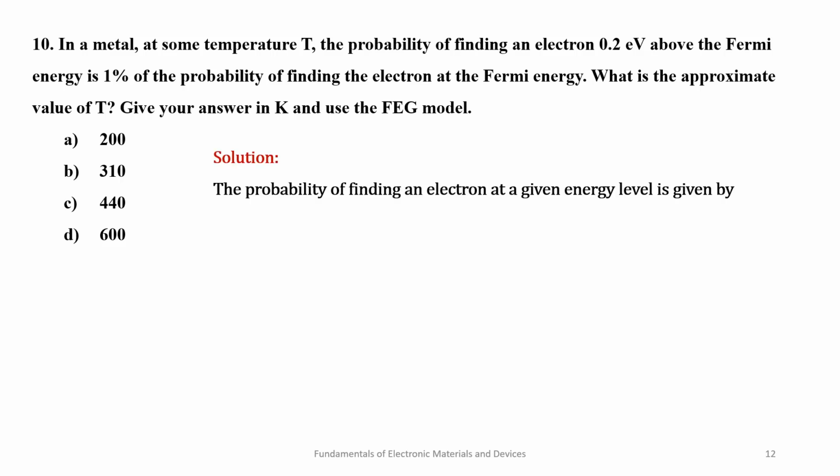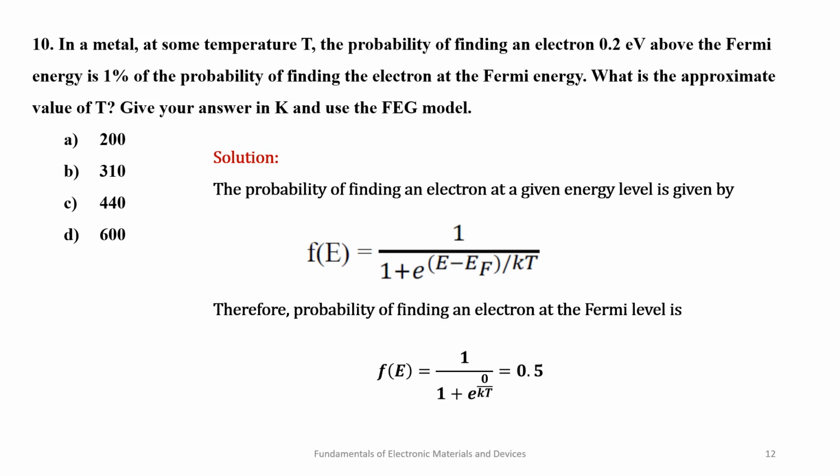So basically, Fe is equal to 1 by 1 plus e to the power (E minus Ef) by kT, where T is in Kelvin. We have to substitute E minus Ef, that is 0.2 into 1.6 into 10 to the power minus 19 to convert it into joules, and for Boltzmann's constant you have to use 1.38 into 10 to the power minus 23. First we'll solve at the Fermi level.